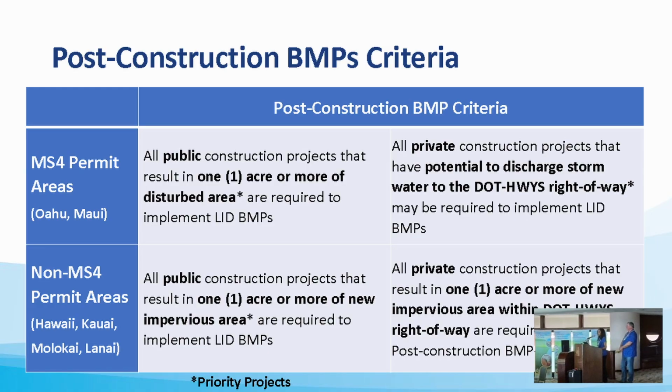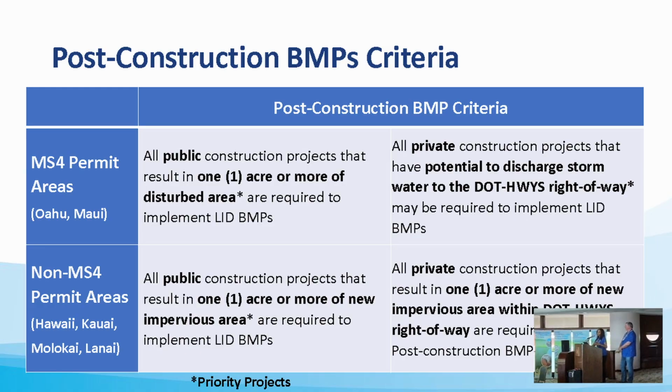And then for private projects, DOT will verify that these private projects are implementing the BMPs, right? And it only looks at the discharge from the private project onto their right of way. If you have a big subdivision and only a portion of the project is discharging to the DOT right of way, DOT is only going to look at that part to see if necessary post-construction BMPs will be implemented.